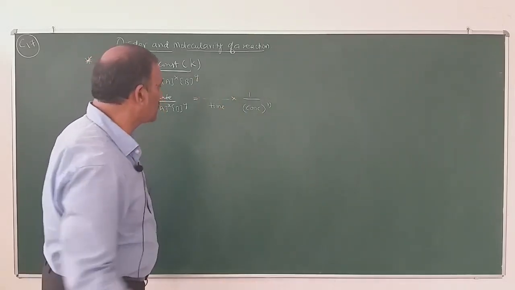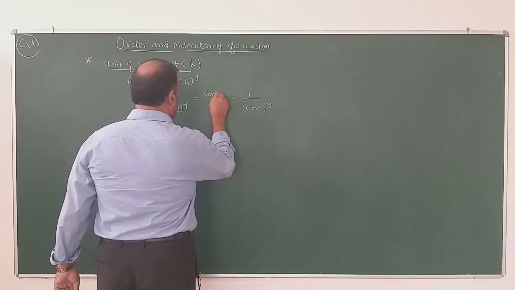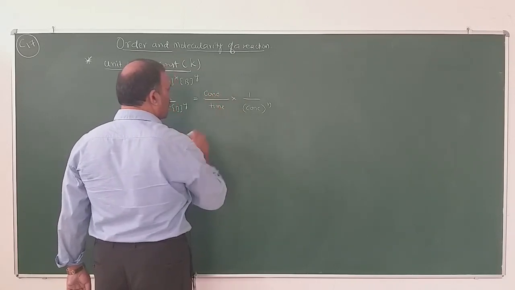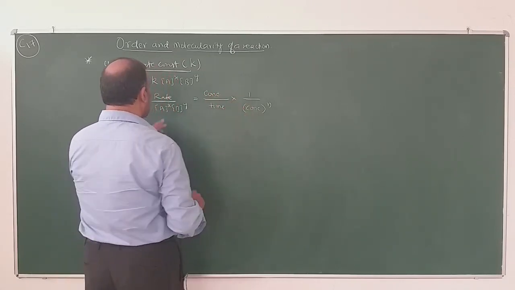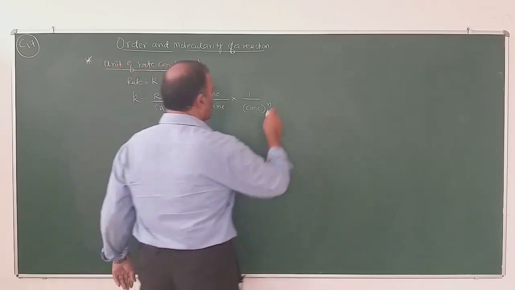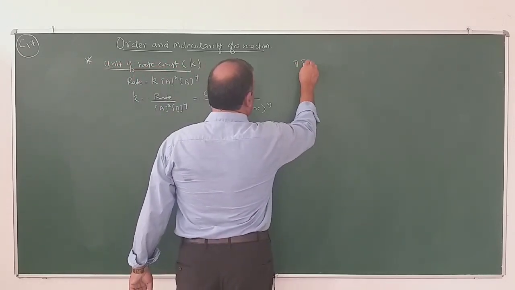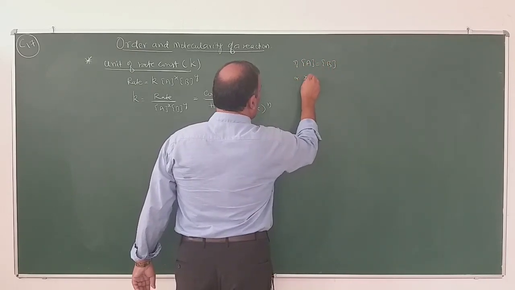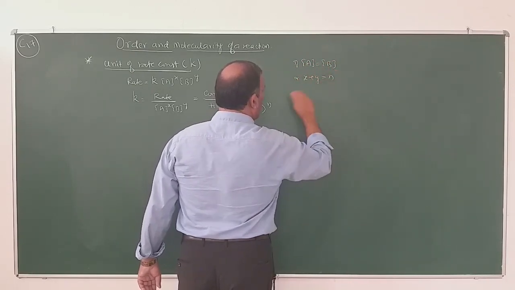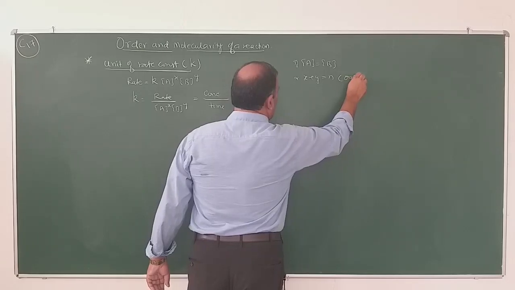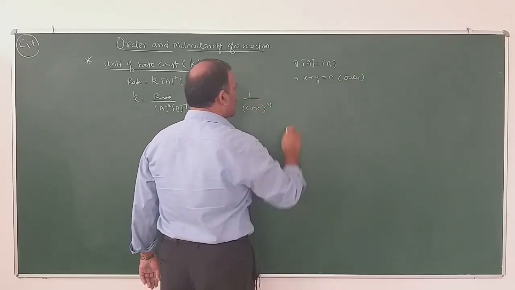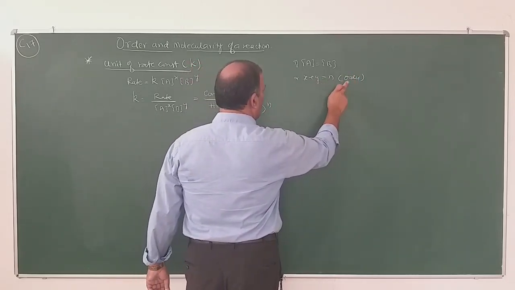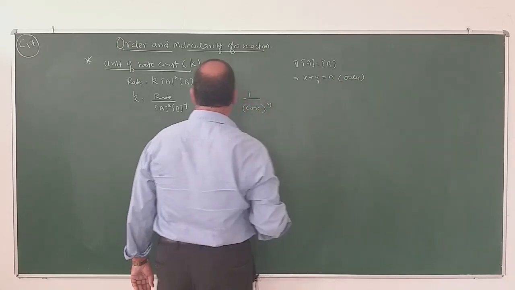So rate equals concentration divided by time into 1 over concentration whole to the power of n. So if concentration of A is equal to concentration of B and x plus y is equal to n, what is x plus y? Sum of the powers of the concentration terms is equal to n, which is called the order of reaction.